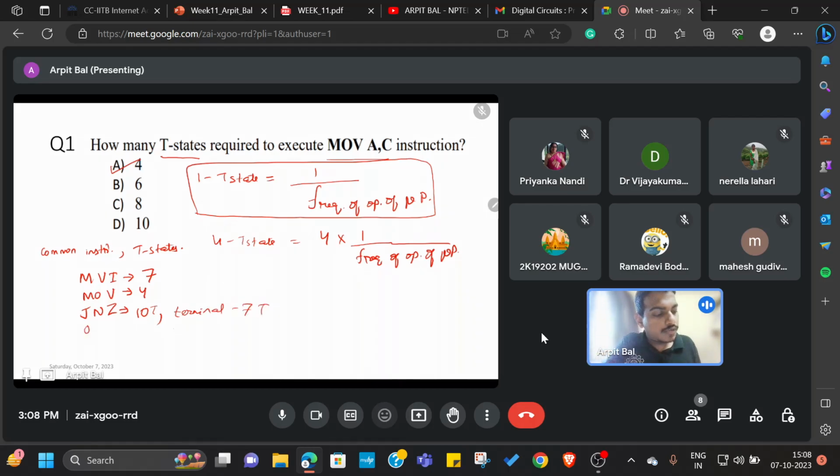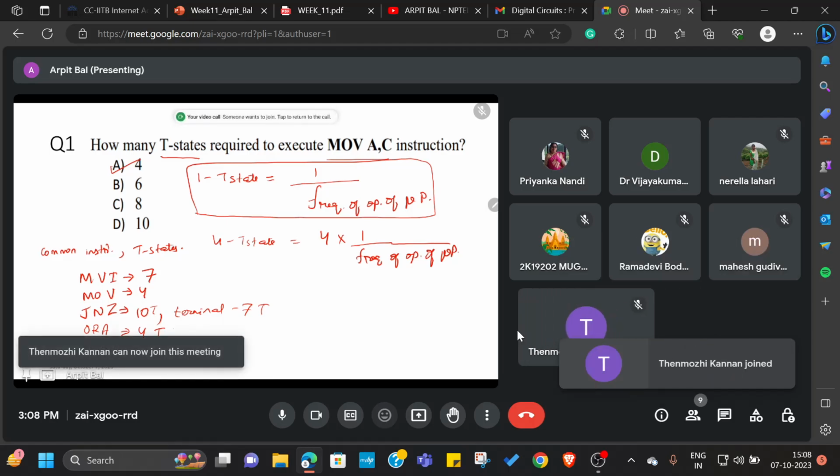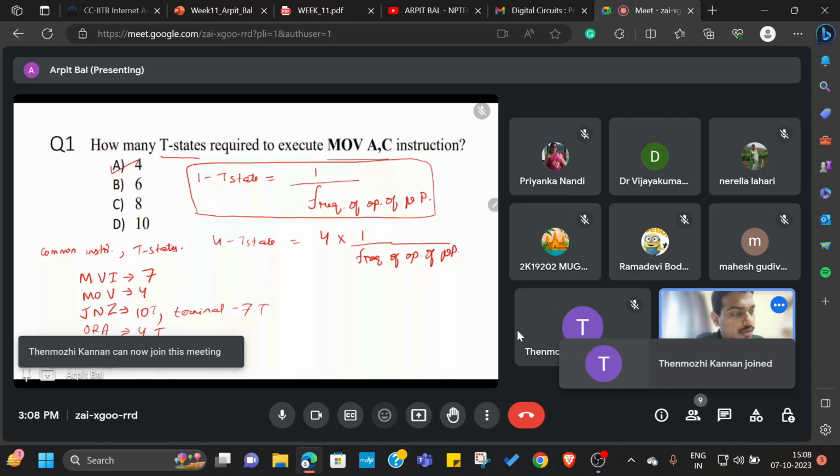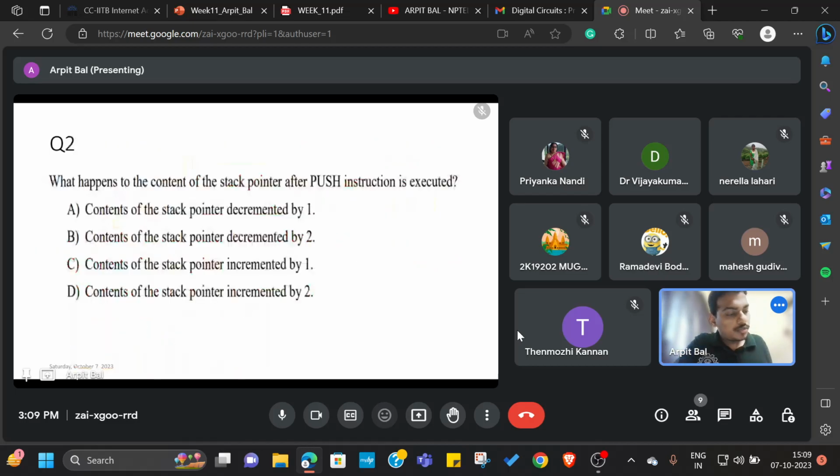Similarly for ORA, it is 4 T states. For LXI, it is 10 T states. For DCR, it is 4 T states. These are some common instructions with their respective T states needed to execute them, and we will use these in the subsequent questions to solve the numericals. Okay, moving to the next question.